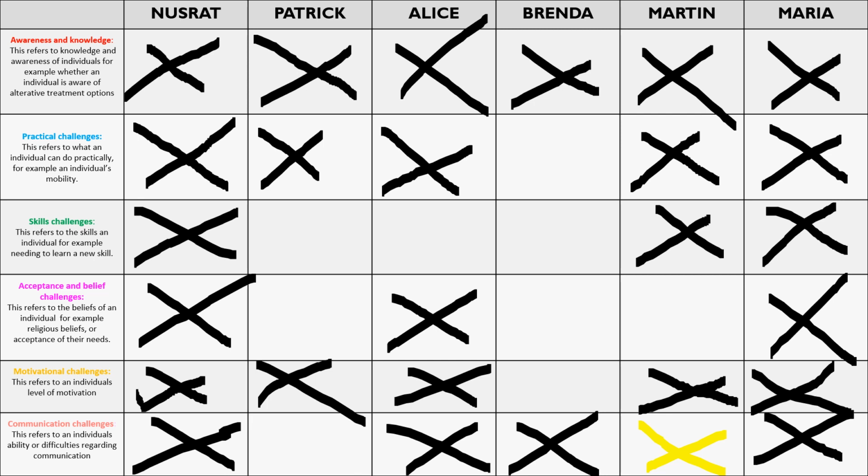So with this, thinking about your case study characters, the ones you've selected, you can write a little summary of: these are the awareness issues. This is what they mean. This is how it would apply to Nusrat. This is how it applies to Patrick. And just link it and put a little explanation of how it would apply to your characters.